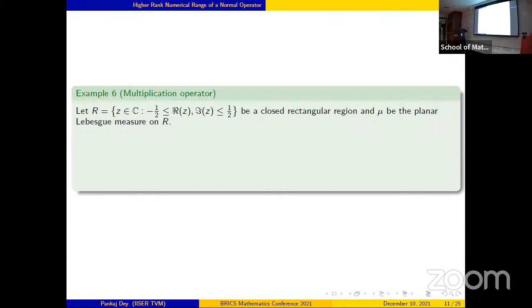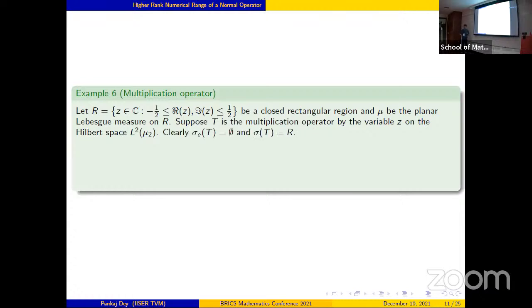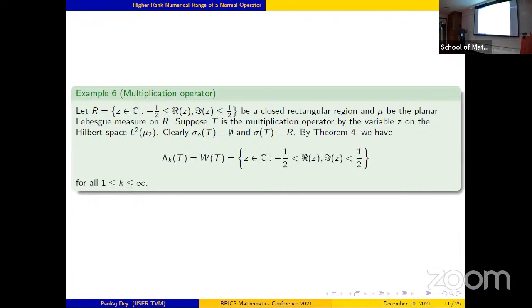So this is a half square, with real part of z from 0 to 1 and imaginary part from minus half to half, and we use the planar measure on R. And T is the multiplication operator, multiplication by z. Then the eigenspectrum is empty, and the spectrum is this rectangle. As we are taking the planar measure on R, then lambda_k(T) is actually the open square. The subset is clear, because lambda_k(T) is always in the closed rectangle, but no point on the boundary belongs to lambda_k(T), because there exists a half closed half plane where the dimension is 0. The other direction can also be proved in a similar way.